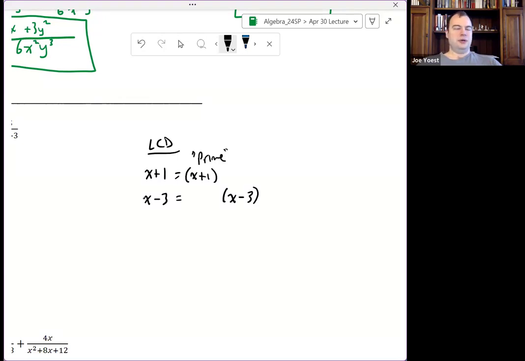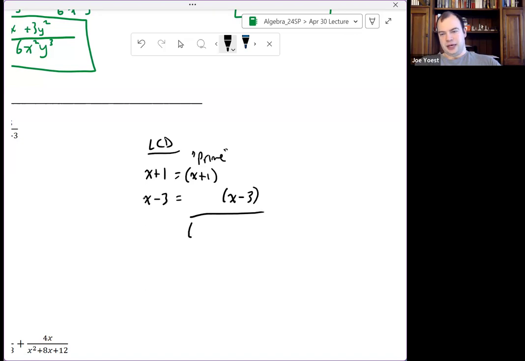So if I had one denominator that was a 3 and another denominator was a 5, the LCD would just be 3 times 5, because the 3 can't break down into any simpler factors, and neither can the 5. So the LCD is just the product of the two. Well, that's the case here as well.